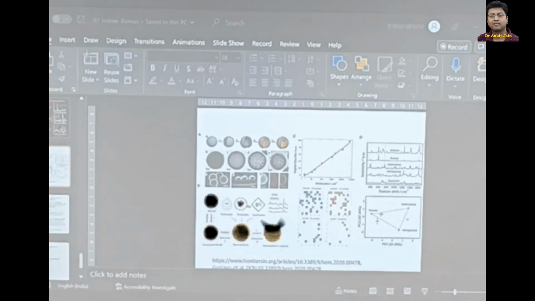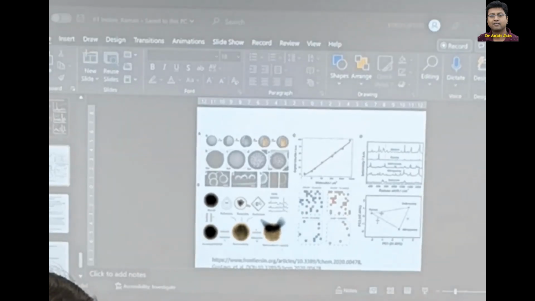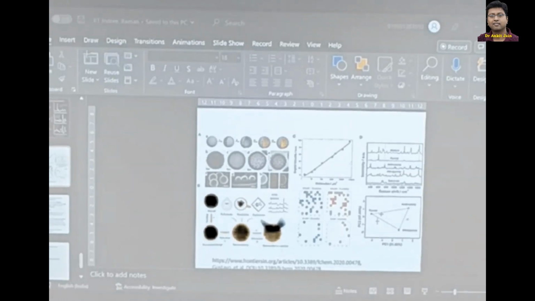Ma'am, if asymmetrical molecules are also present in a compound, is Raman beneficial for that or not? Both. Raman you can do for both. If there is a mixture of symmetrical and asymmetrical, you will get some signals using Raman and some signals using FTIR. Then you can bring them together and see which signals are from which.